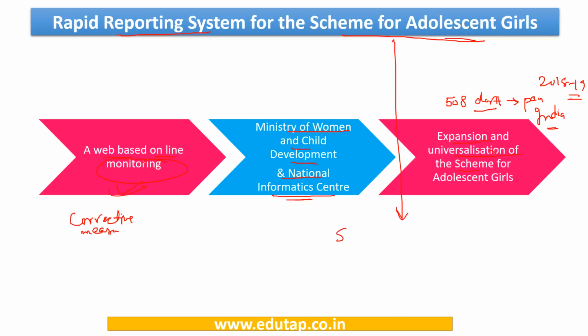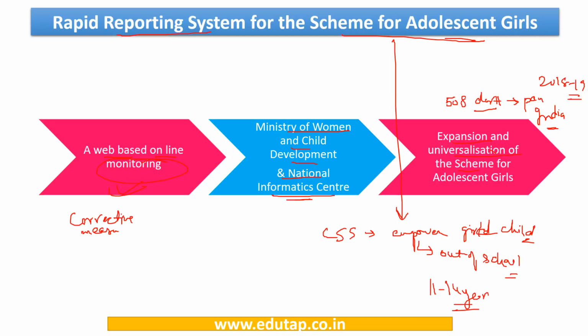This scheme is a centrally sponsored scheme and has two components. This scheme is basically to empower the adolescent girl child, and it is more focused on out-of-school girls in the age of 11 to 14 years. It has two components. One is the nutritional component, and the second one is called the non-nutrition component. The nutritional component helps to improve the nutritional and health status of out-of-school girls, and it provides them monetary help for a number of days per year.